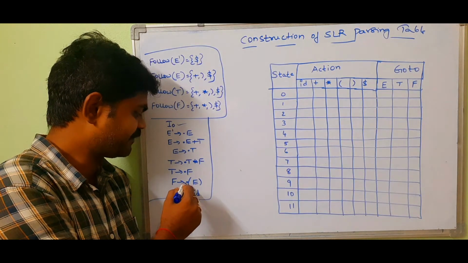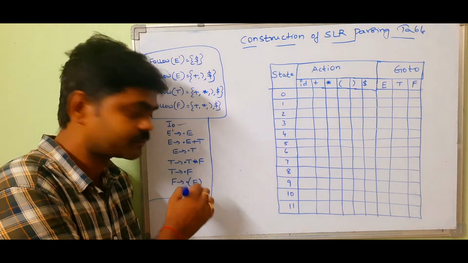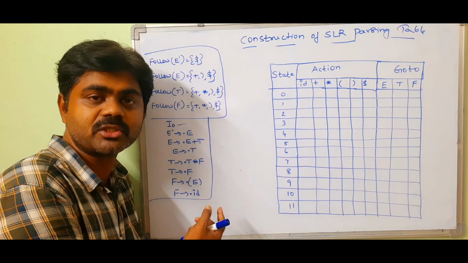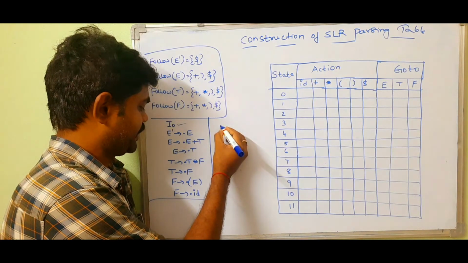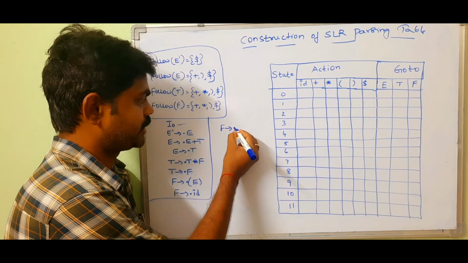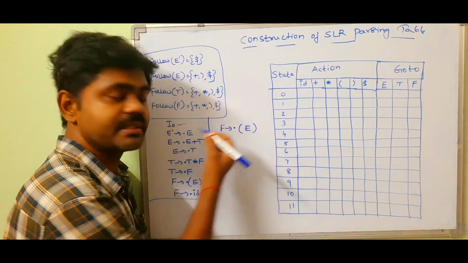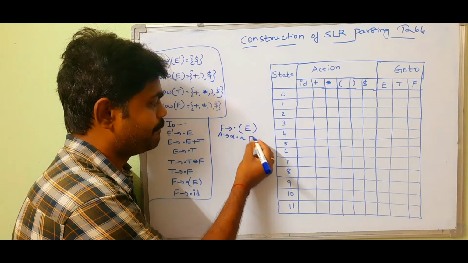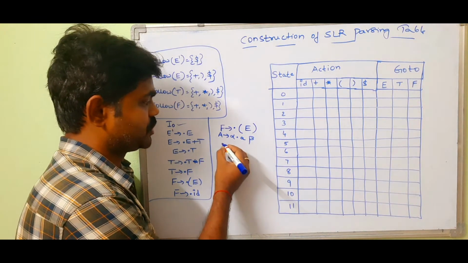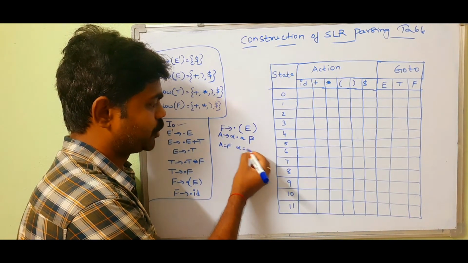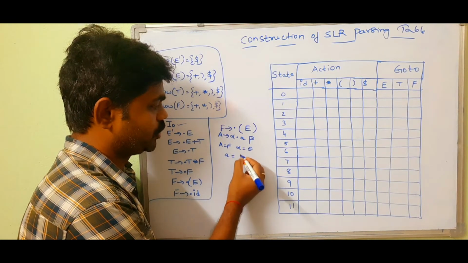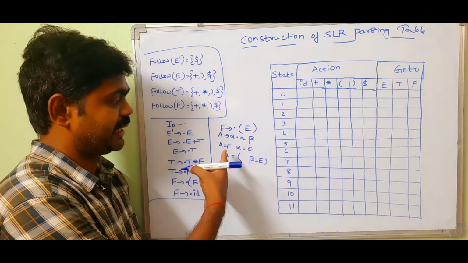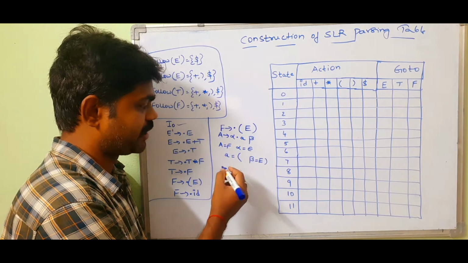If you see here F tends to dot open parenthesis, this is a terminal, so we can consider this. And F tends to dot ID, ID is also a terminal, so we can consider this too. First take F tends to dot open parenthesis E closed parenthesis. What formula do we have? A tends to alpha dot A beta, where A equal to F, alpha equal to epsilon, small a equal to open parenthesis, beta equal to E closed parenthesis.